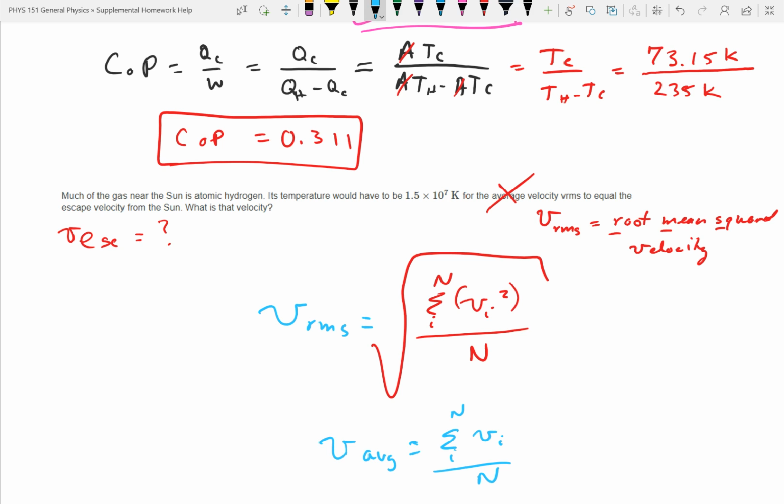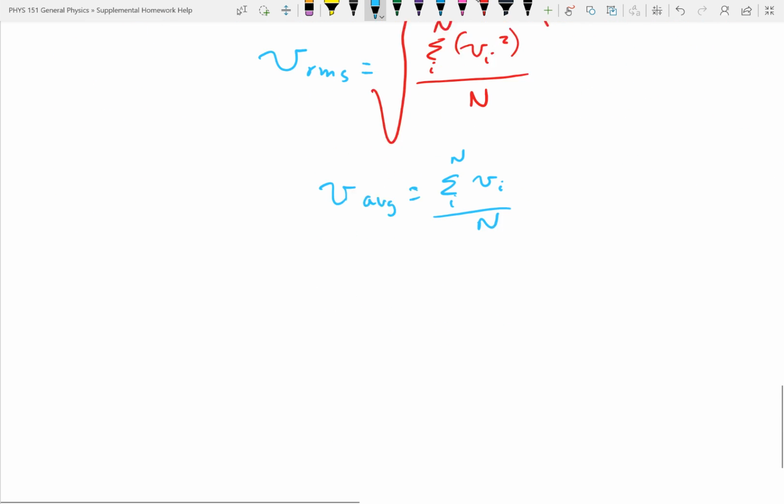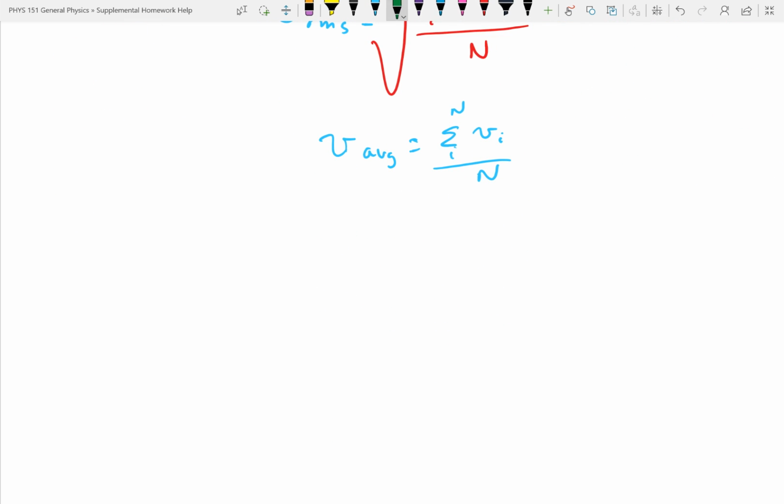Well, nice color coordination. So what's the escape velocity of the sun? We have two options here. We can just look it up, or we can calculate it. I don't know what your time frame is, but I like to calculate it.